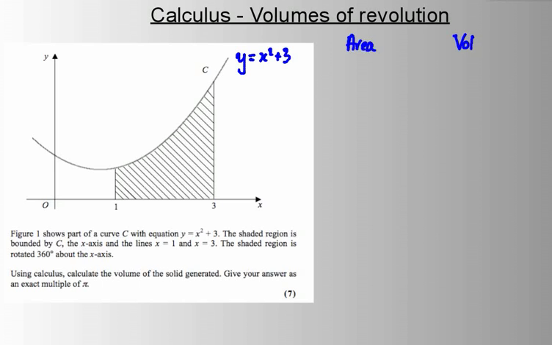Before we start, it's worth pointing out that with integration we commonly do two things. We find areas and volumes. Volumes is the one we want to find in this case. Both of them are integration. Both of them in this case would go between those vertical lines x equals 1 and x equals 3.